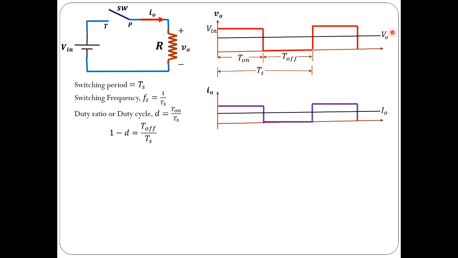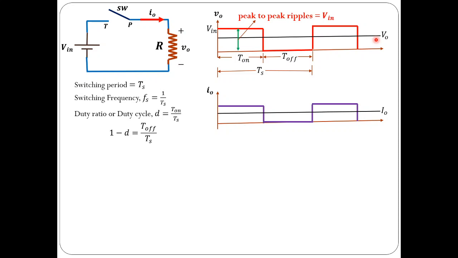I always use capital letters to indicate either RMS values or average values, and small letters to indicate instantaneous values. Here small v0 corresponds to the instantaneous voltage, and small i0 corresponds to the instantaneous current flowing through the resistor, whereas capital I0 and capital V0 correspond to the average values of output current and output voltage respectively. So this is the operation of a simple voltage buck converter.